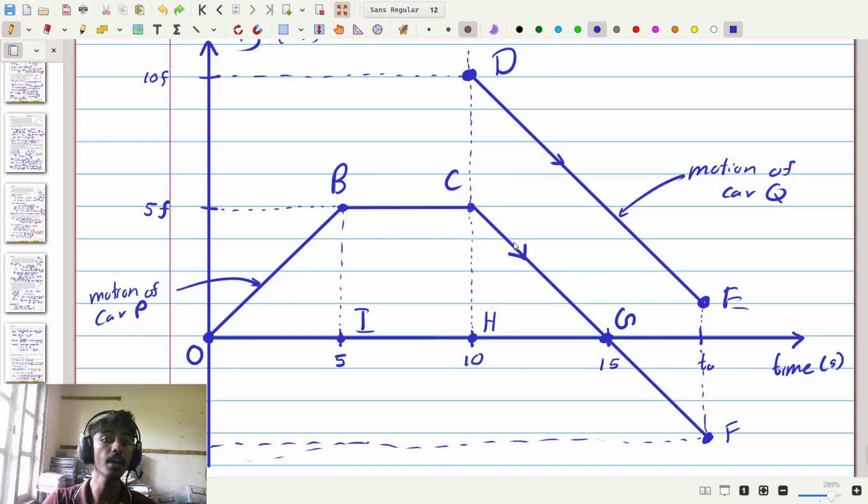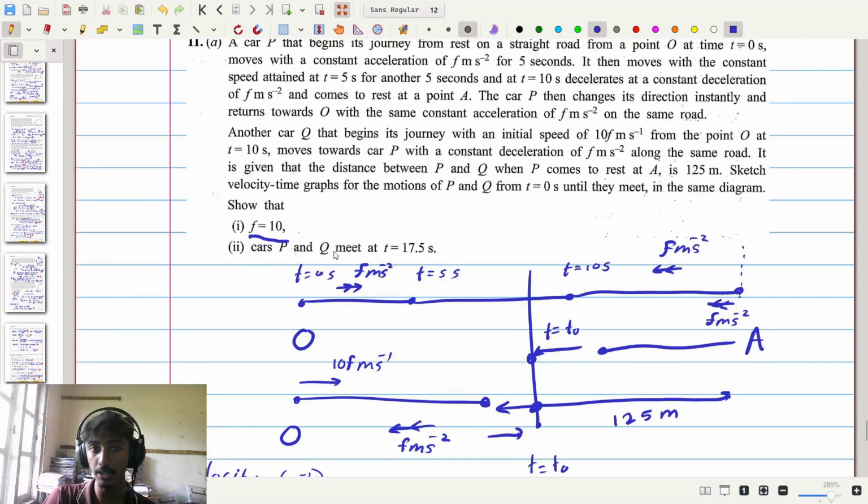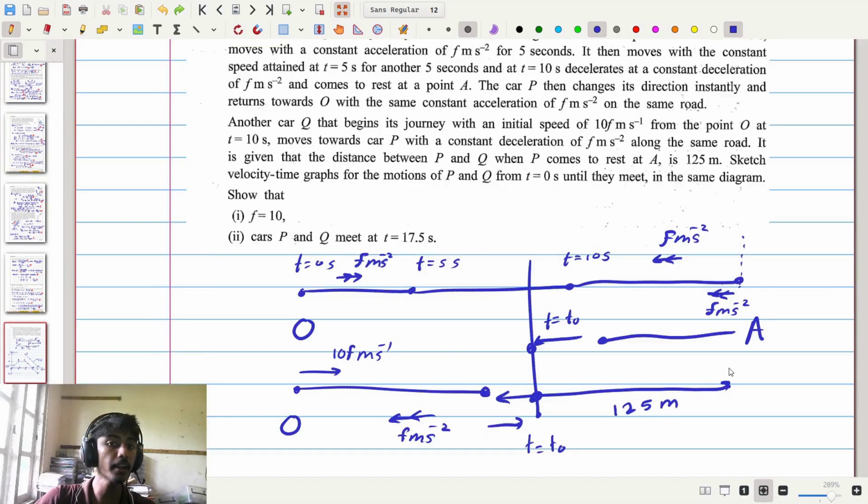So now we are done with drawing the velocity time graph and can try to figure out how f is equal to 10, and that cars P and Q meet at t equals 17.5 seconds. So let's go. For the first part of the question, in order to show that f is equal to 10, we are going to be using the fact that when car P comes to rest at the point A, the distance between cars P and Q is equal to 125 meters.